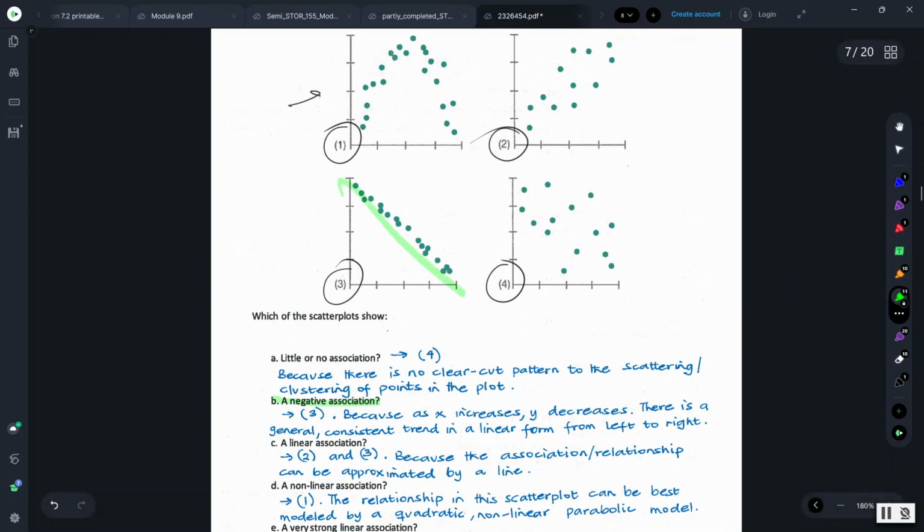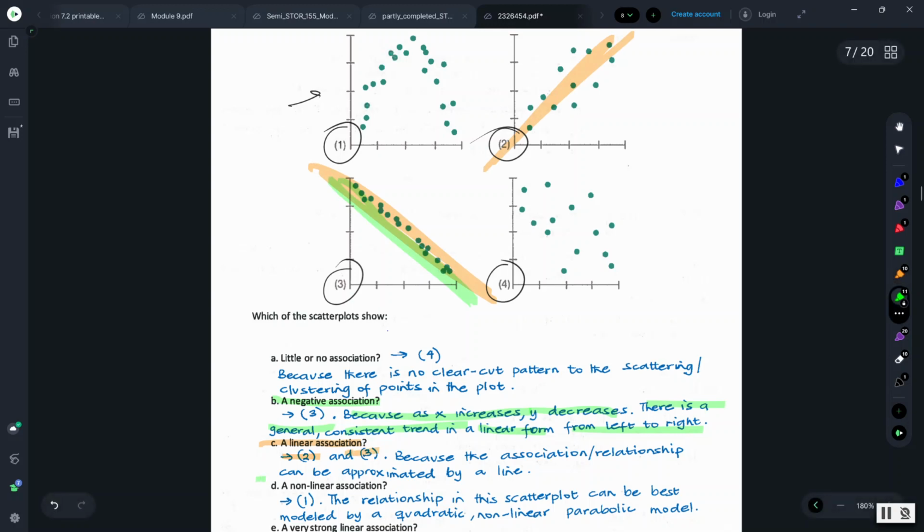The next one is, which one shows a negative association? Well, that would be 3, the one sloping downward from left to right. That is because as x increases, y decreases. So there is a general consistent trend in a linear form from left to right. Question C. Which one shows a linear association? I can see a linear association here and here. So that will be scatter plots 2 and 3.